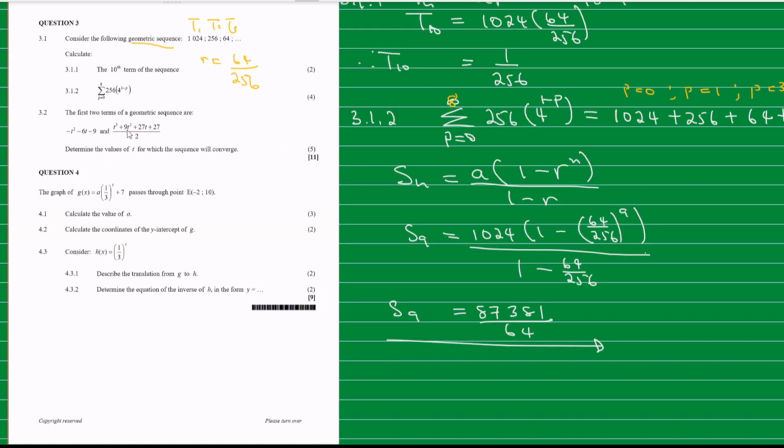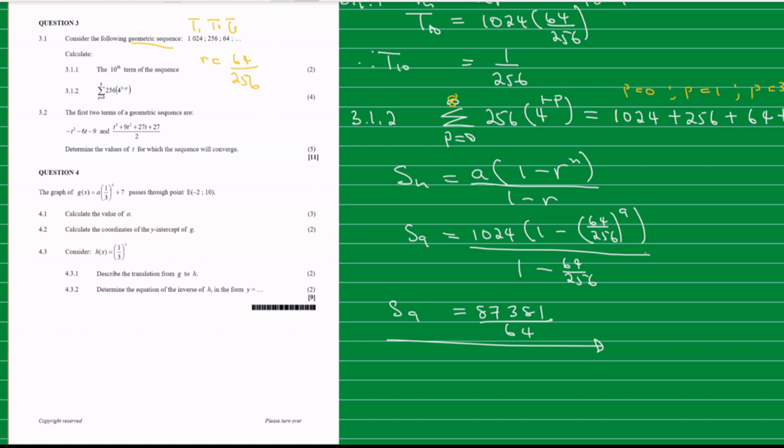The first two terms of a geometric sequence are negative t squared, negative 9, and t to the power 3 plus 9t squared plus 27t plus 27, everything divided by 2. Determine the values of t for which the sequence will converge.